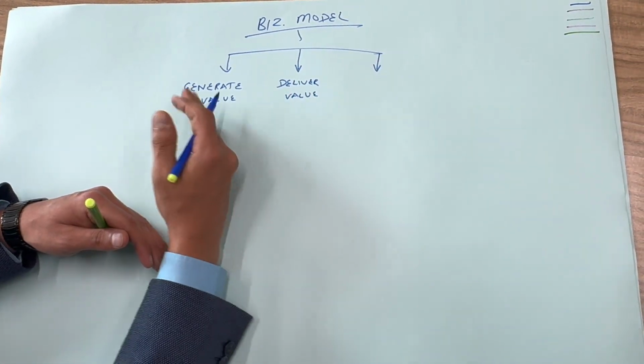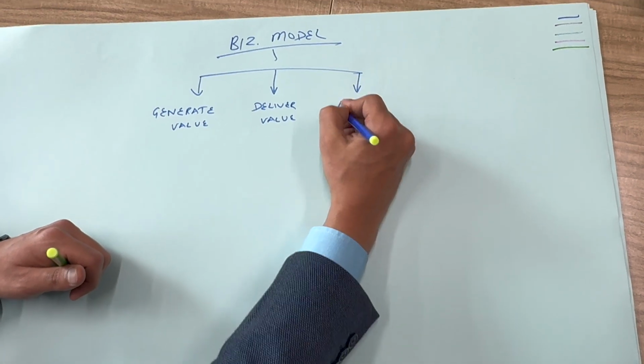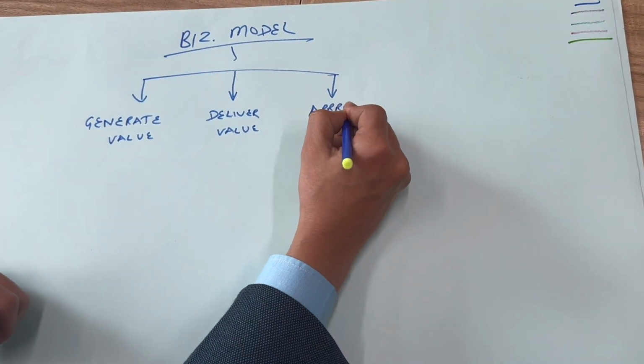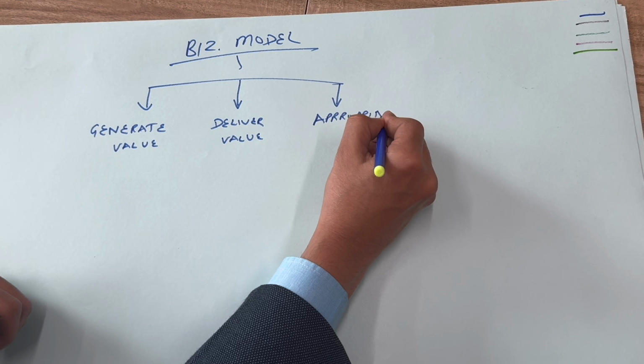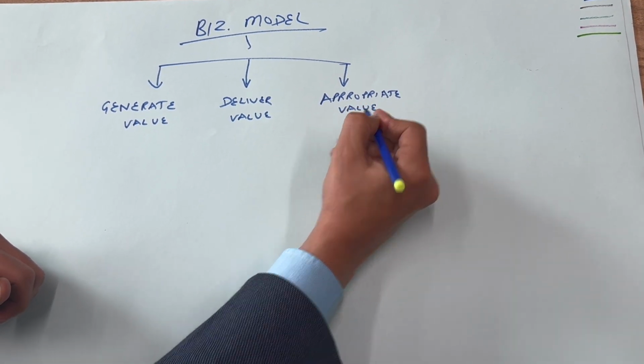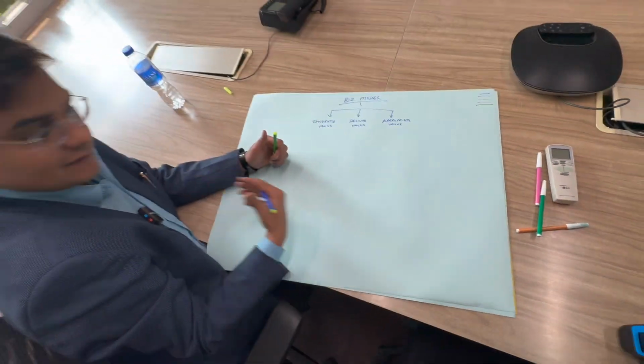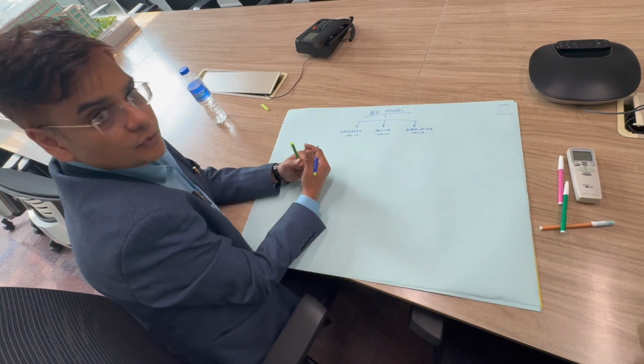And finally, once you have generated the value and delivered the value to the customer, how does a company appropriate value? What is the meaning of appropriate value? Appropriate value means how does the company get back the value? Getting back the value in terms of profits.